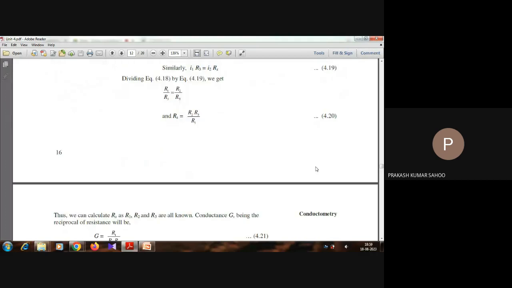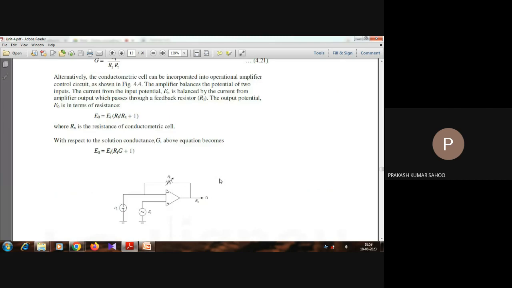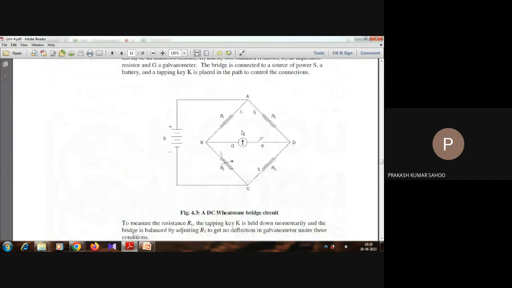Then we have Rx equal to R2 R3 by R1. So the conductance G equals R1 by R2 R3. If this is the resistance, conductance will be the reverse. That means R1 by R2 R3. This will be the Wheatstone bridge. Just go through these things, and you should also remember this diagram.